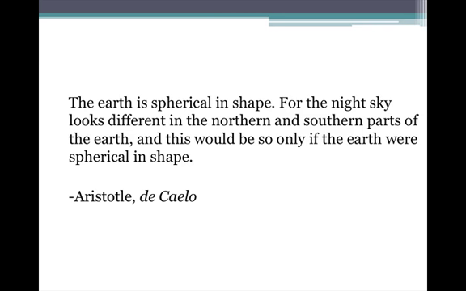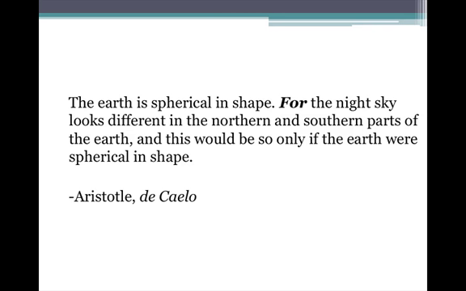Before wrapping up, let's test out what we've learned with an example. So here's a little argument from Aristotle. The Earth is spherical in shape. For the night sky looks different in the northern and southern parts of the Earth, and this would be so only if the Earth were spherical in shape. Let's start by looking for an indicator word. Do we have one? Yep, we do. In this case, it's the word for, which functions as a premise indicator word.